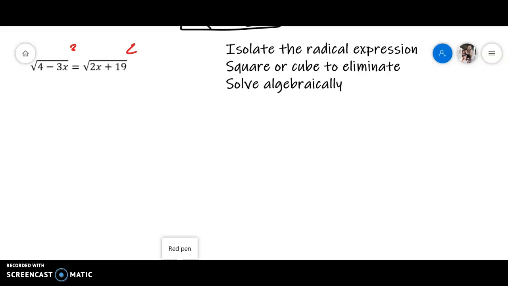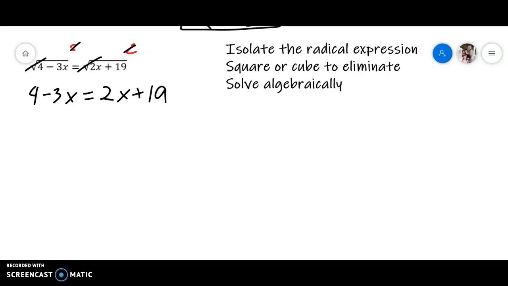Now what happens when I square the square root? Well, the square root when squared, the radical sign is eliminated. So 4 minus 3x on this side, the square root cancels out on this side as well. You might write it like that. So I have 2x plus 19 on my other side. Now 4 minus 3x and 2x plus 19, obviously I've got to do a little bit of moving. I've got to move some variables to get them all on the same side. I've got to move my other numbers to the other side.